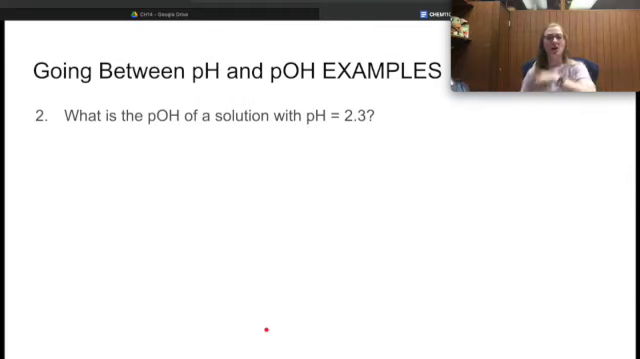Let's go ahead and just talk about one last example here. We want to know what is the pOH of a solution with a pH of 2.3. In your head first, you could think here, do I expect it to be low or high? If I have a low pH, I expect a high pOH. So let's see if it checks out.